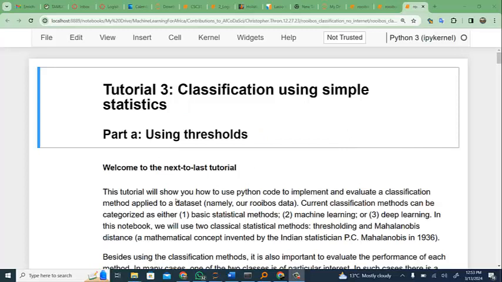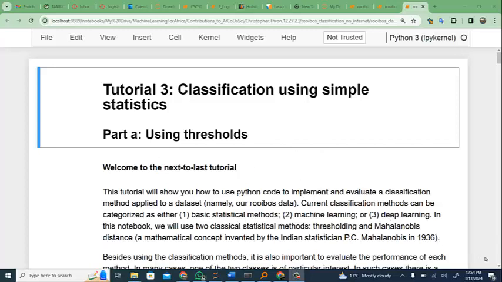So this tutorial will show you how to use Python code to implement and evaluate a classification method applied to a data set, that is our Rooibos data. Current classification methods can be categorized either as basic statistical methods, machine learning, or deep learning. In this notebook, we will use two classical methods, thresholding and Mahalanobis distance. In this particular notebook, we will look at thresholding.